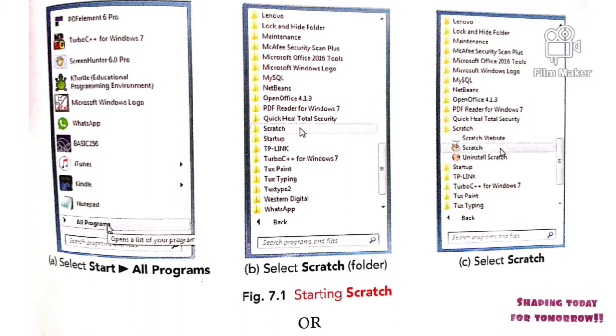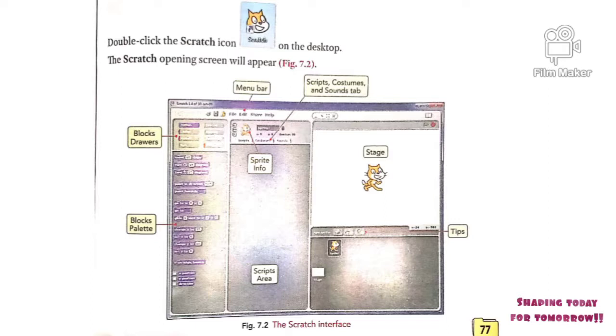Or what you can do is double click the Scratch icon on the desktop. So students, you can directly double click on the Scratch icon to open it. And after this the Scratch opening screen will appear. So let's see figure 7.2.